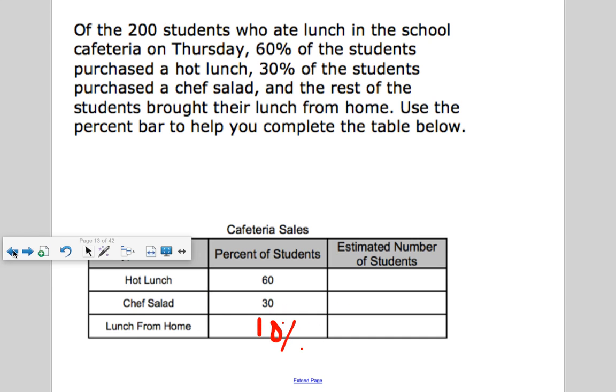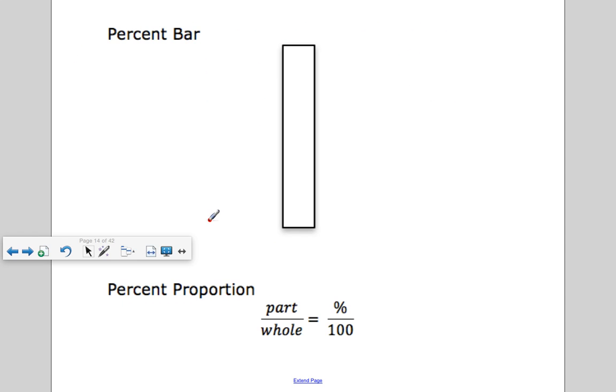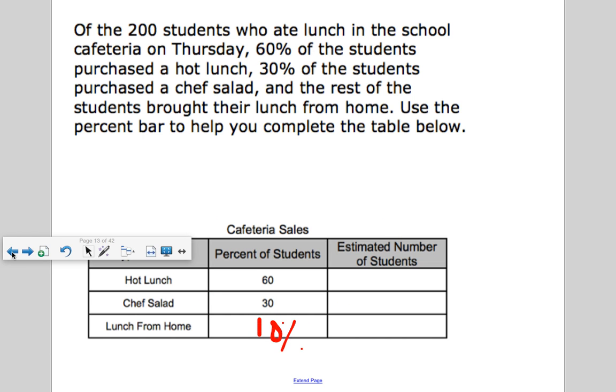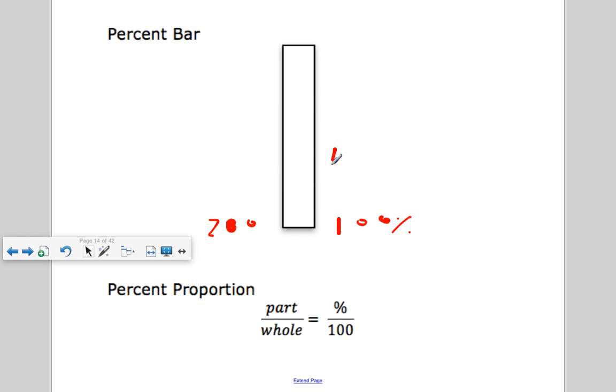Here's a percent bar. So we know there are 200 students. Is that part of the school, or is that everybody who's in the cafeteria? Which represents 100%. 60% of them bring a hot lunch. That goes right here. Isn't that more than half of the students? It is more than half of the students.